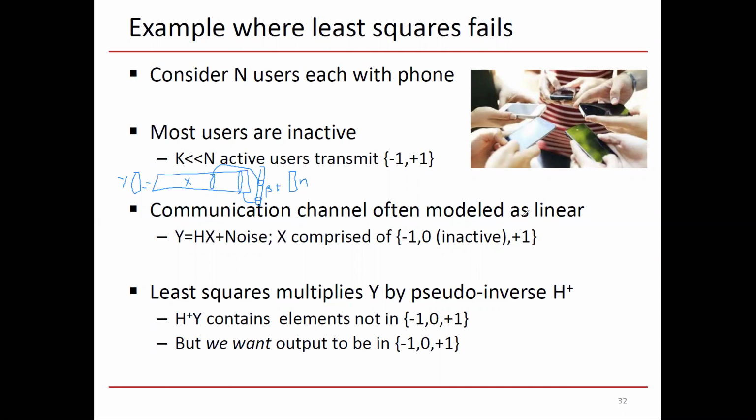So now, what does least squares do? Least squares multiplies the y by the pseudo-inverse. Depending on your notation, it could be the pseudo-inverse of x, the pseudo-inverse of h. But y, because of the noise, contains a variety of numbers, and you're just multiplying it by a matrix. That's it. So h pseudo-inverse y contains elements not among those three, -1, 0, +1. But we want our output to be primarily 0 with a small number of -1s and +1s. And if a phone system is aware of this structure, it can, of course, do much better.